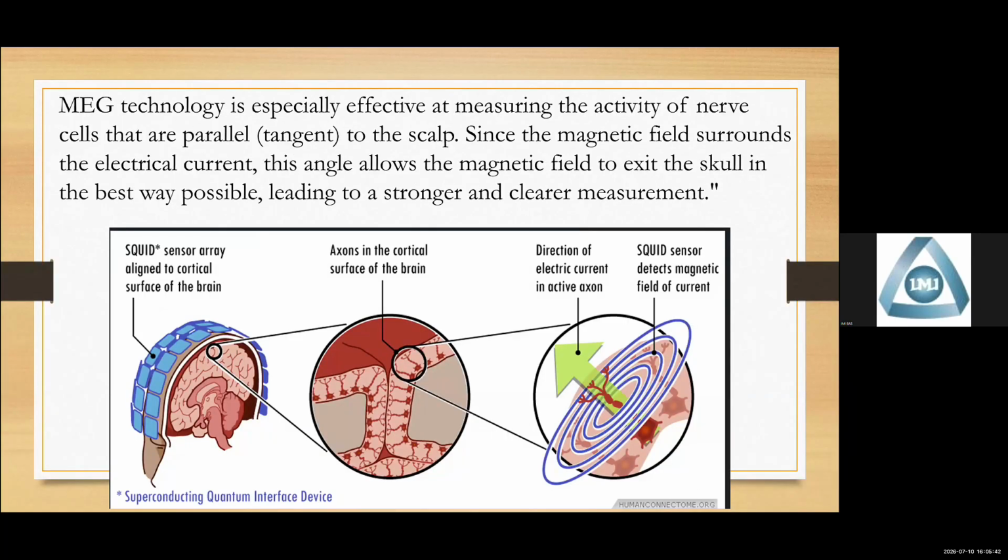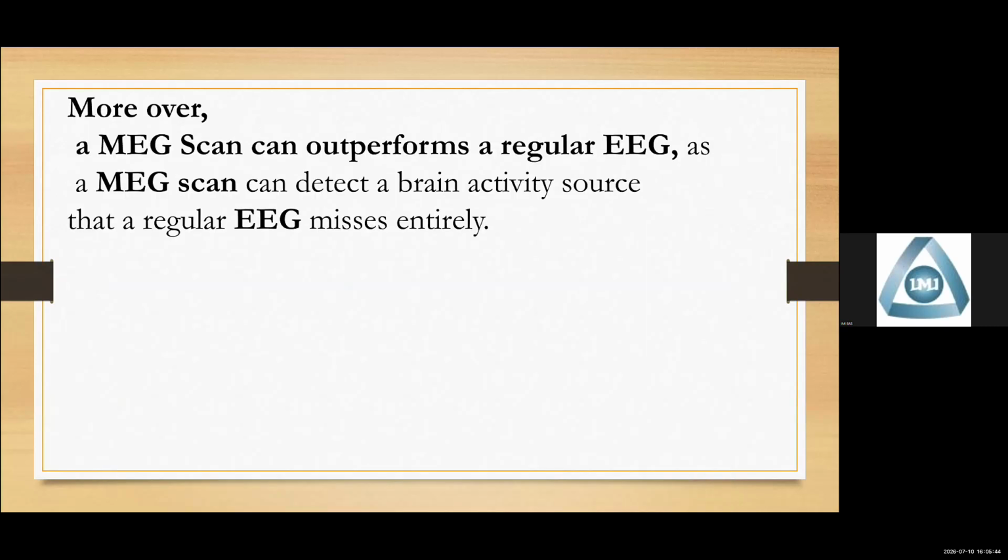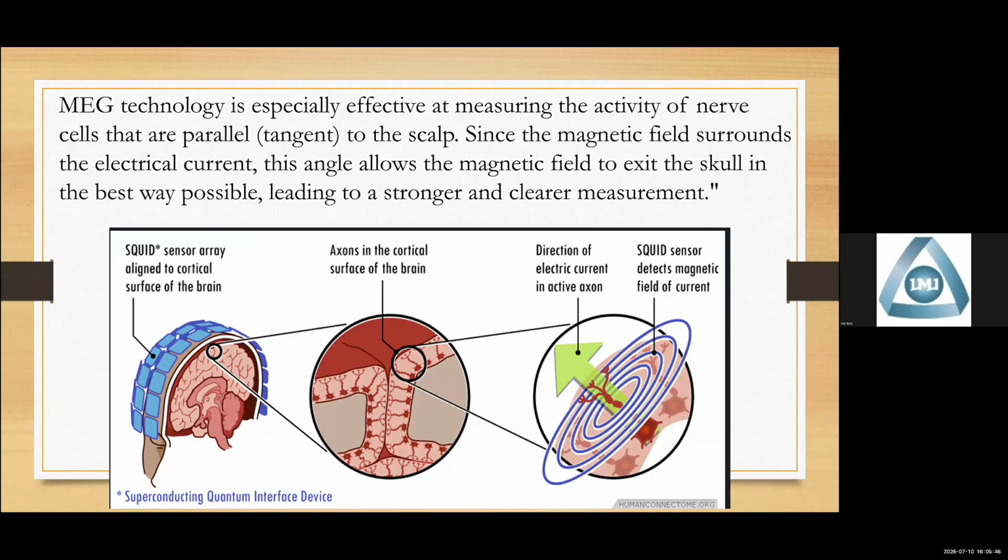MEG technology is especially effective at measuring the activity of nerve cells that are parallel to the scalp. Since the magnetic field surrounds the electrical current, this angle allows the magnetic field to exit the scalp in the best way possible, leading to a stronger and clearer measurement.